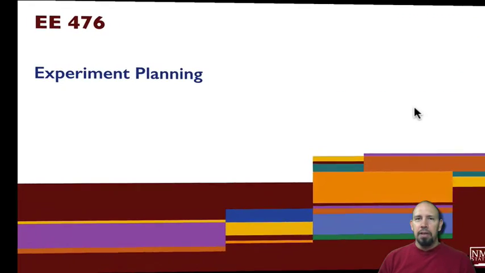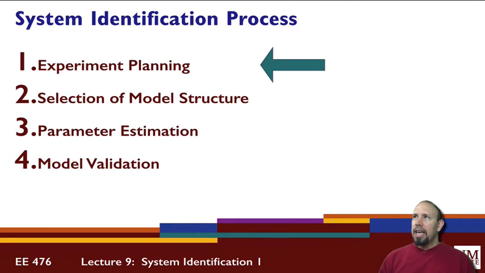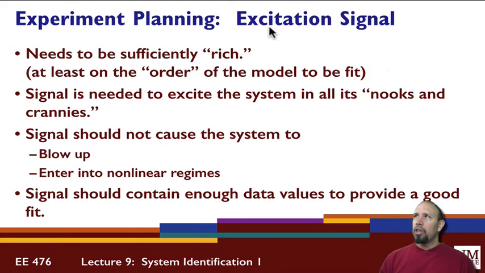Now let's back up and talk about experiment planning. Experiment planning is part of the system identification process. It's the first step in the system identification process. In experiment planning, the first thing we're going to look at is the excitation signal. The excitation signal needs to be sufficiently rich. That means it needs to be exciting. It needs to be exciting to the system.